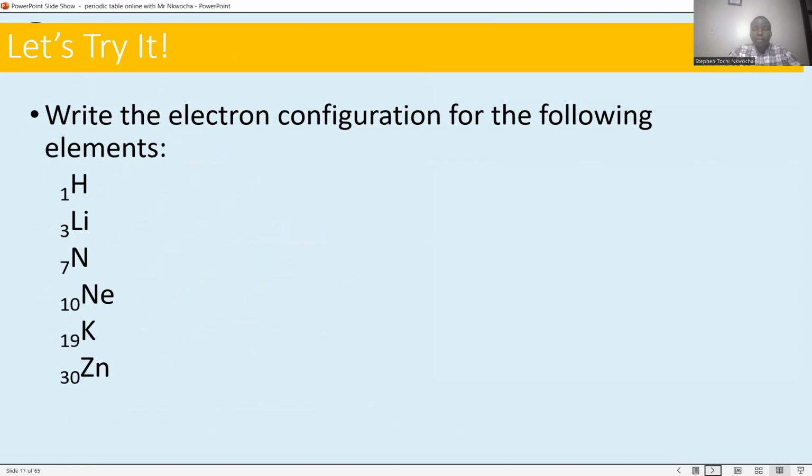But let's just see. I'm going to pick one. Let me pick nitrogen. Nitrogen is number 7. So let's just see what are the possible pieces of information that we can get from the periodic table. So let's say you write 1s2, 2s2, 2p3. So what are the things that I can get from this electronic configuration?